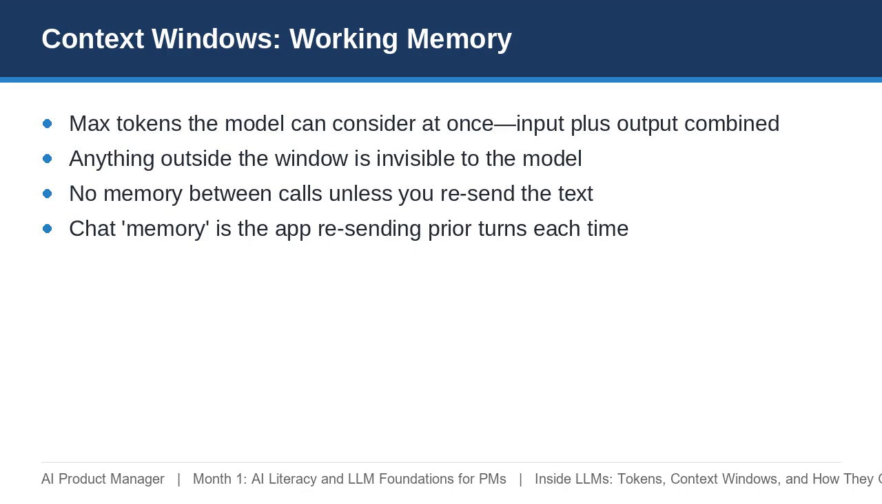Next, the context window. This is the model's working memory, the maximum number of tokens it can hold at once, counting both your prompt and its response. Anything that doesn't fit is simply invisible. Critically, the model has no memory between separate calls. When a chatbot seems to remember your conversation, the app is quietly resending the history every turn until it no longer fits.